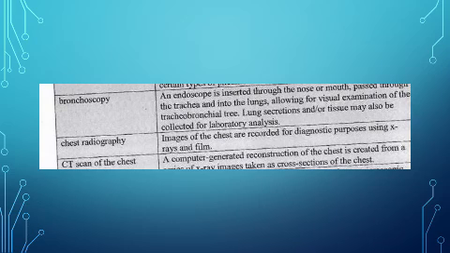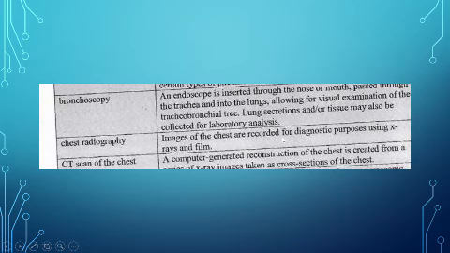That endoscope, which is inserted through the nose or mouth, is passed through the trachea and into the lungs, allowing for visual examination of the tracheobronchial tree to see how it is working in our lungs. The bronchoscopy is done. Lung secretions and or tissues may also be collected for laboratory analysis. Okay, clear? Then chest radiography is another type of procedure.